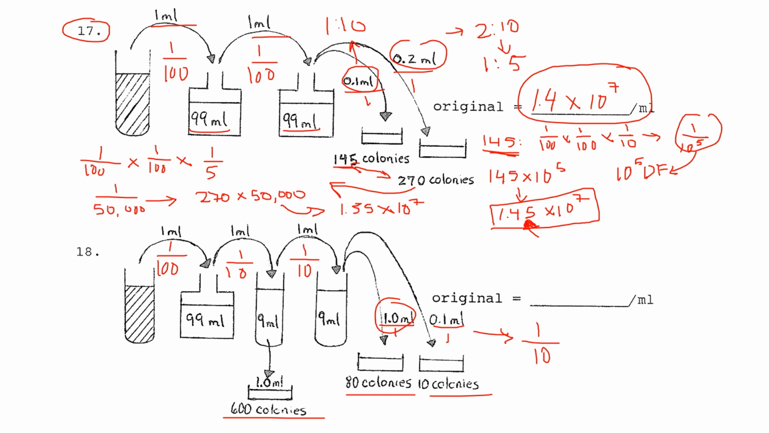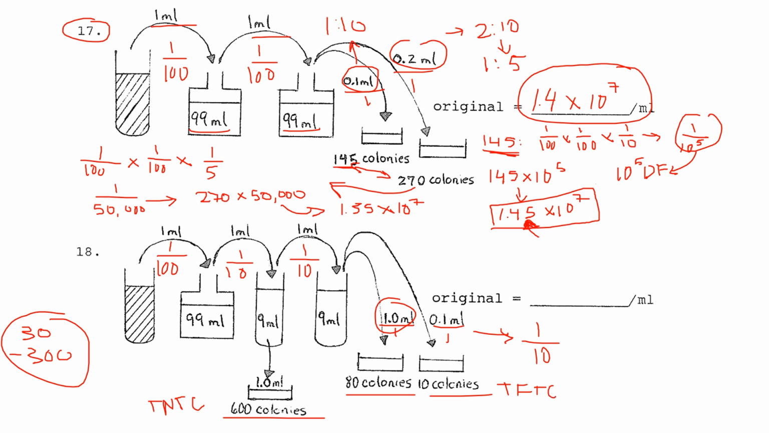Well, remember in lab, we only count plates that have between 30 and 300 colonies, right? We only count plates that are in between that range. If it's too high, it's called too numerous to count, right? And we don't use it to calculate our CFU per mil. And if it's too low, we say it's too few to count, right? And we also don't use it.